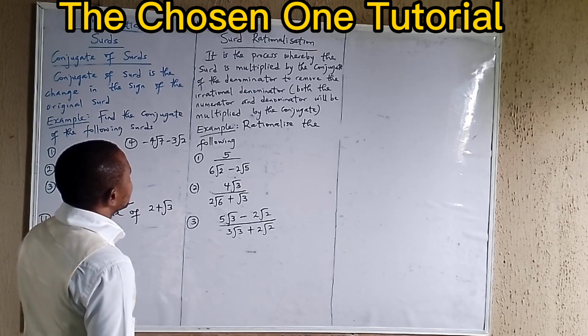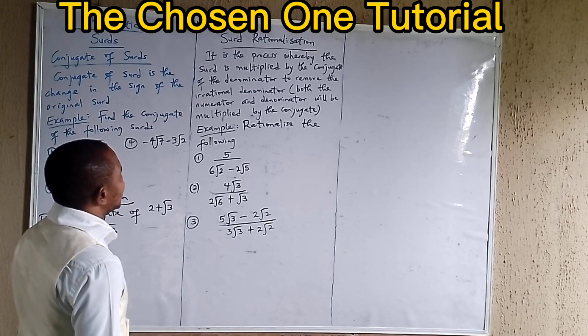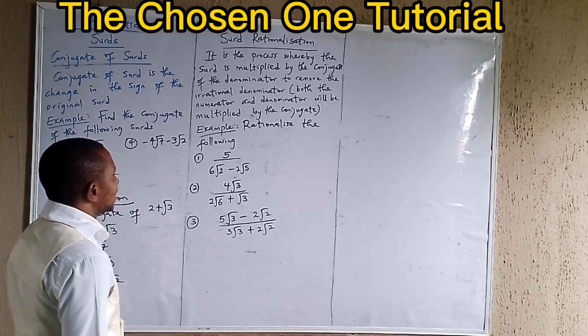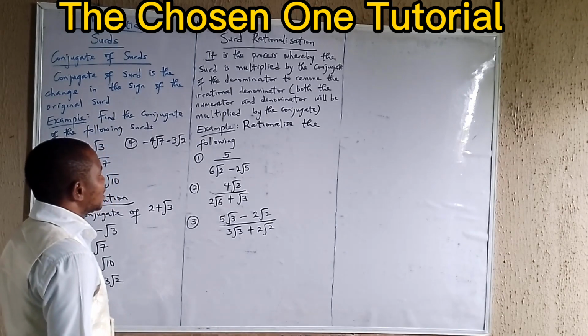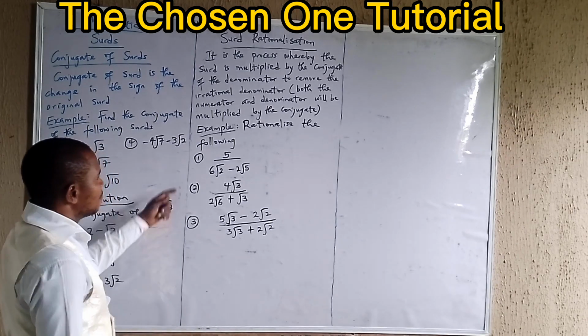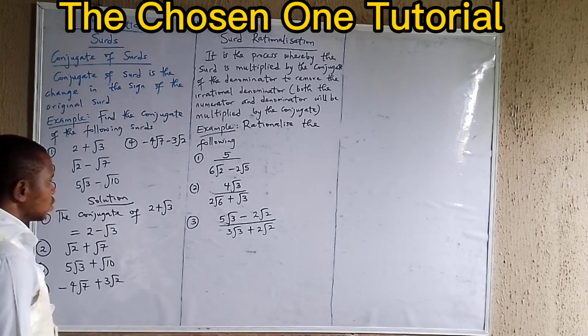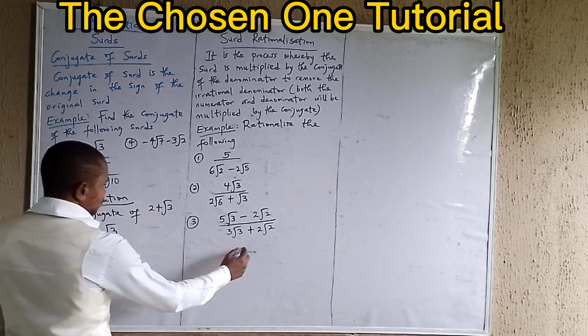Rationalization. It is the process whereby the surd is multiplied by the conjugate of the denominator to remove the irrational denominator. Both the numerator and the denominator will be multiplied by the conjugate. Example, rationalize the following. So let's solve these examples.